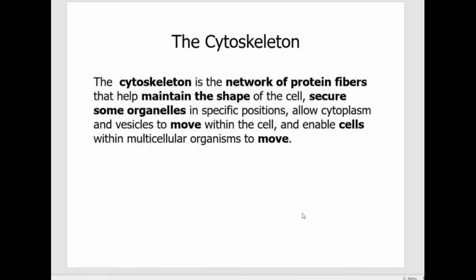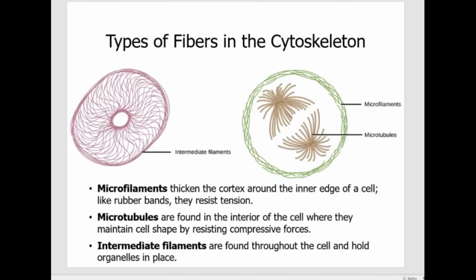And cytoskeleton. It's a network of protein fibers that help maintain the shape of the cell, hold some organelles in place, and also allow the cytoplasm and some vesicles to move within the cell. So they're like cables, cable cars that can move, and they also enable cells to move, which provides motility for some cells. So let's look at some of the structures in this system.